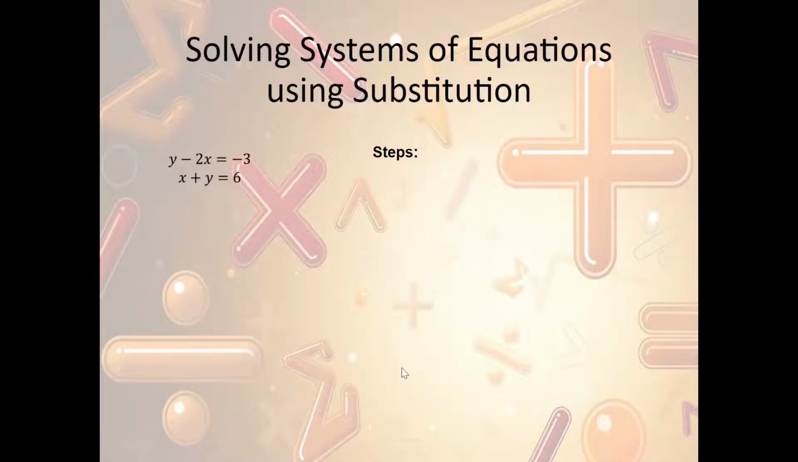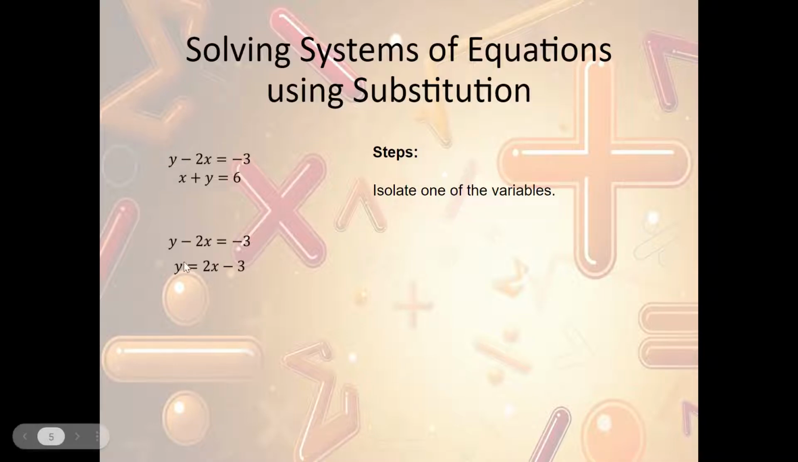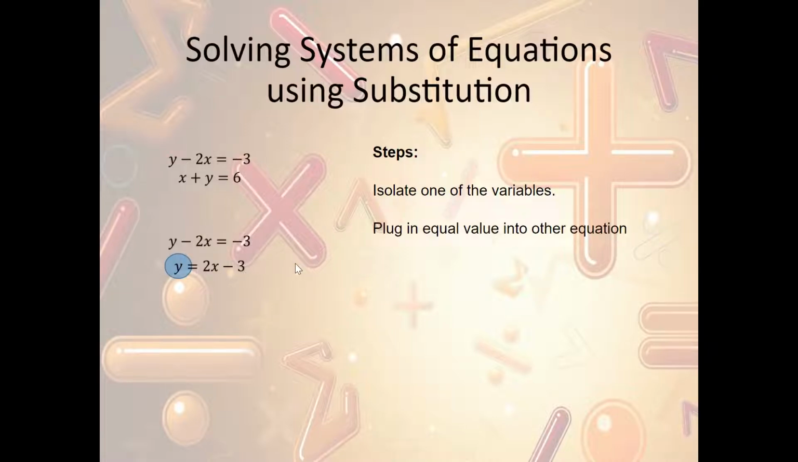Now what happens if the variable is not already isolated? That's our goal, to get one of the variables isolated. If they're not isolated, we can take one of the equations and move everything away from one of the variables, and that will isolate it. In this case, I'm going to take the equation y minus 2x is equal to -3 and isolate y. In order to do that, I'm going to add 2x to both sides, and I end up with y equals 2x minus 3. Now it's isolated. Now I can plug it into the other equation.